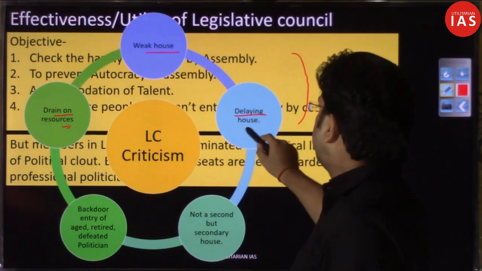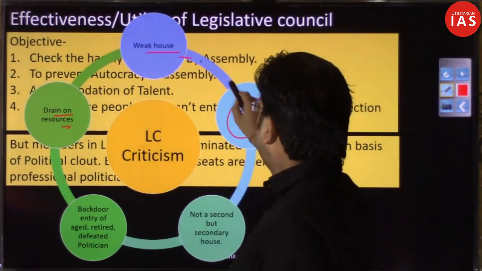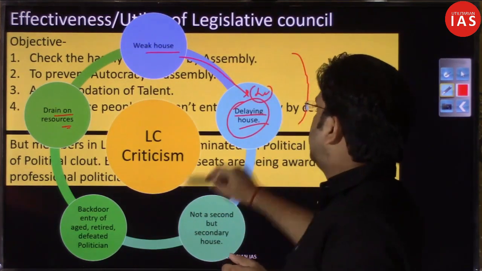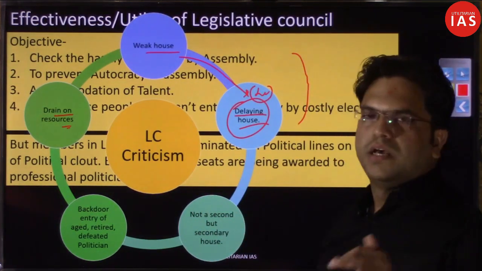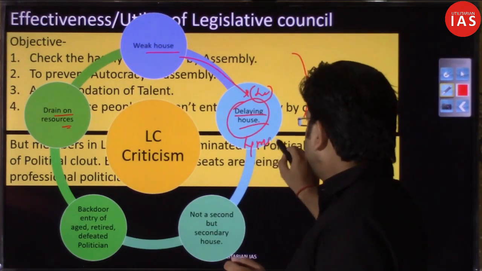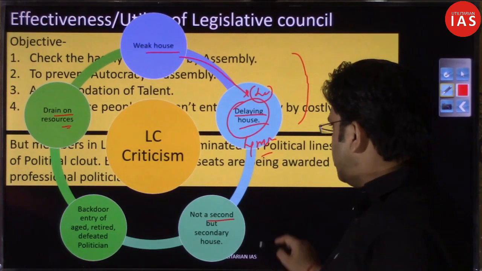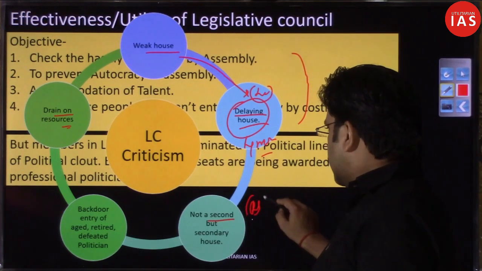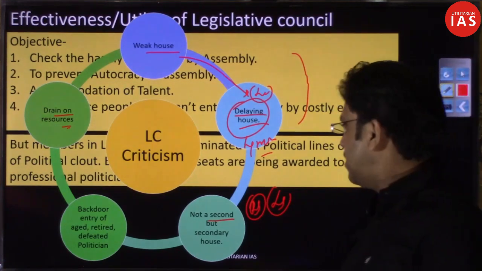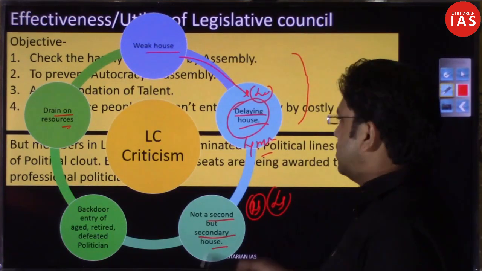It is simply a delaying house, because in the absence of power, with the little amount of power that has been given to the legislative council, it is called a delaying house, that it can at most delay a bill for 4 months. What is this concept of 4 months? We will discuss that as well. It is not a second house. Unlike the Rajya Sabha, which is a second chamber in parallel to the Lok Sabha, the legislative council is not a second house, it is a secondary house. We will understand that as well when we discuss the powers.